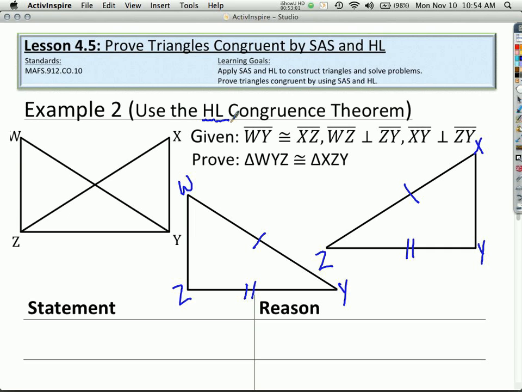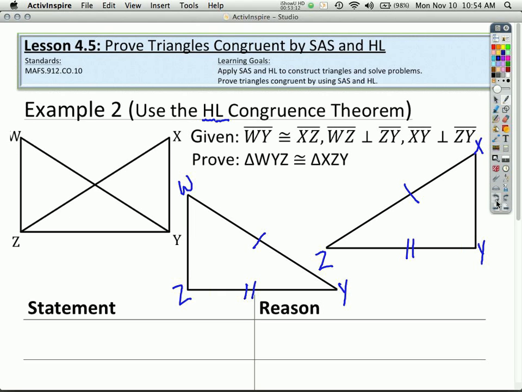We have to prove that these 2 are right triangles. We have to prove it. How can we do it? Ania? Definition of perpendicular segments or lines. Very good.